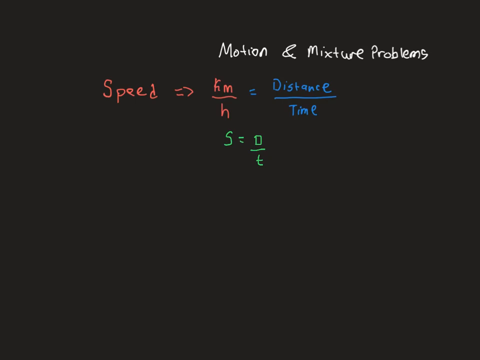Now, we can always find the other two types of formulas. What if I wanted to solve for time or distance? Well, let's say I want to solve for time. For time, I would have to take this t and bring it up here, and then divide both sides by speed. So, overall, I would have distance divided by speed.